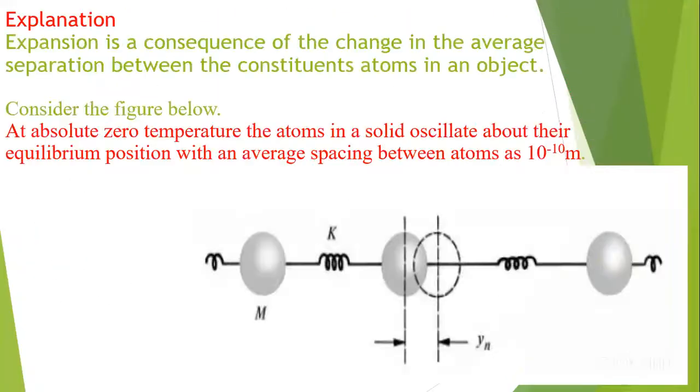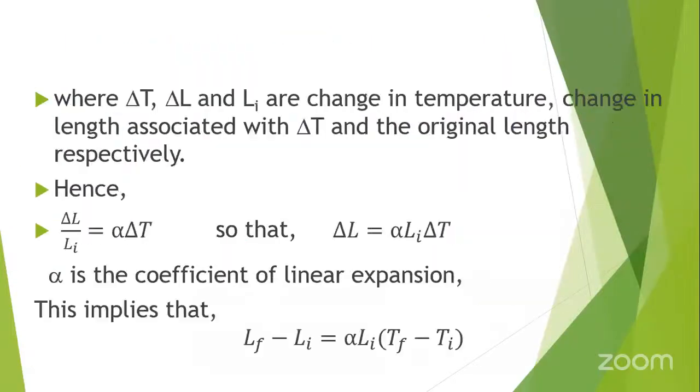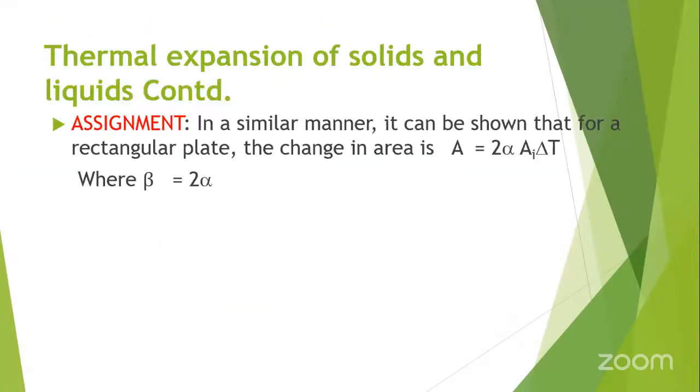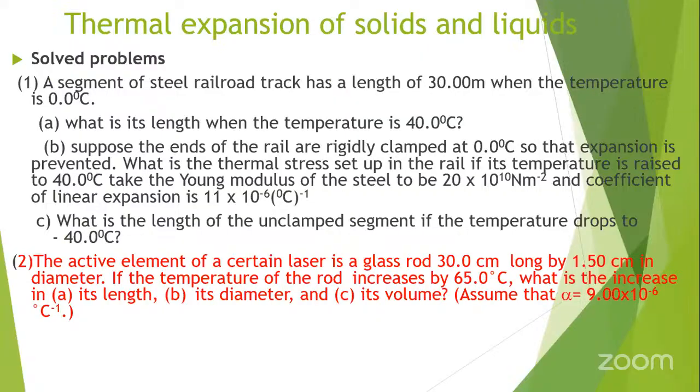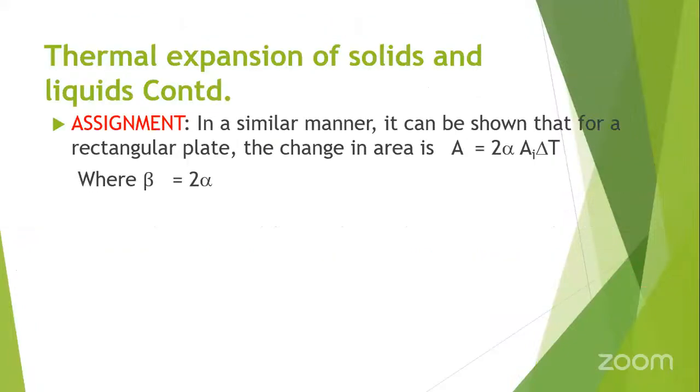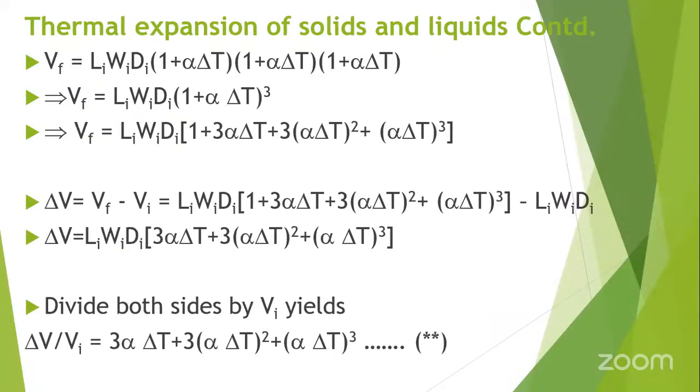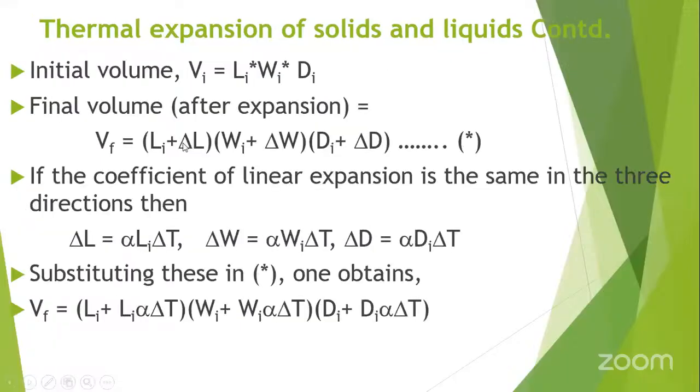Considering number one, sir. Sir, number one, you said gamma. When we want to calculate for gamma, you use the volume. You said volume is equal to the length, the width, and the depth. When you were deriving gamma equals 3 alpha, you said you start from the initial volume. So when we now want to calculate for beta, which equals 2 alpha, then when we use the initial area, it would now be length times width only.